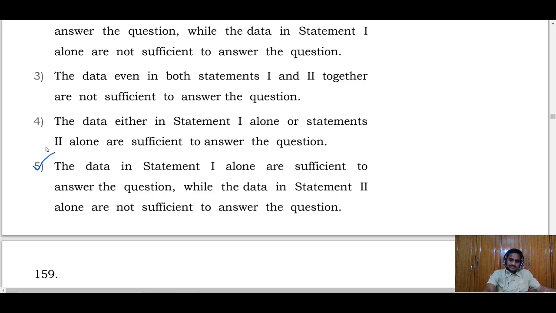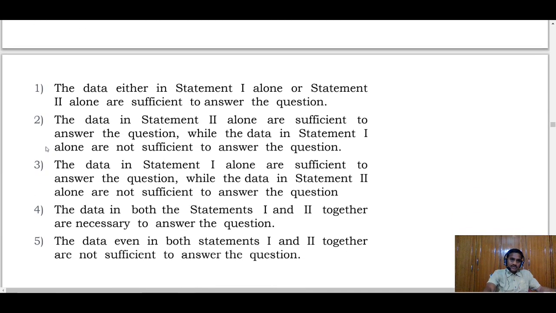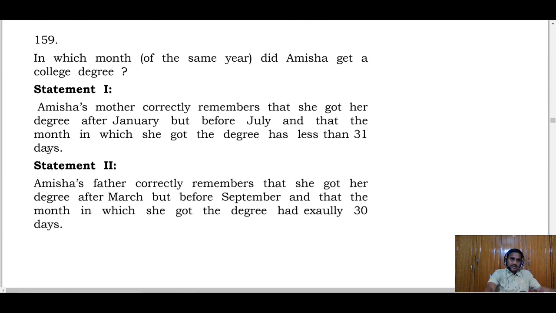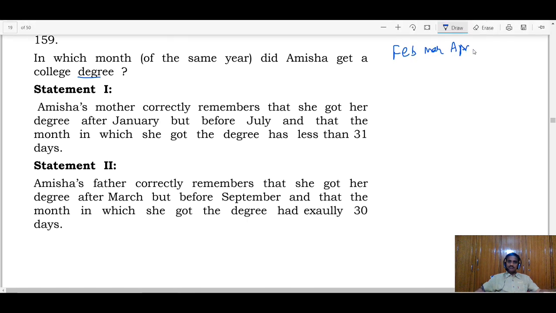Then next one. Now in 159, in which month of the same year did Amisha get a college degree? Amisha's mother correctly remembered that she got her degree after Jan but before July. After Jan, before July: Feb, March, April, May and June. Now these are the 5 months we have.